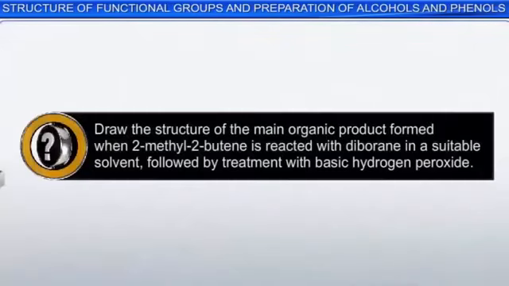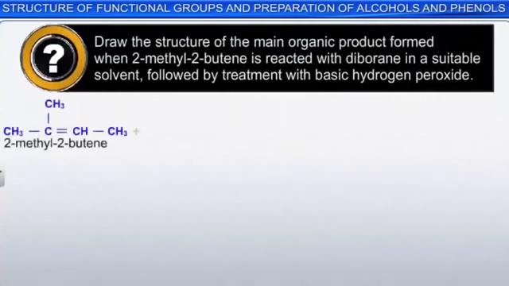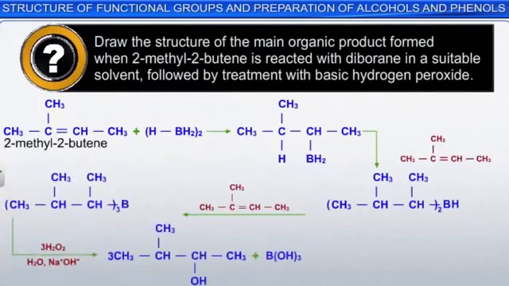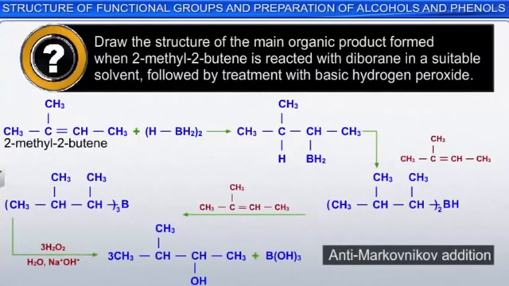Let's do a practice problem. Draw the structure of the main organic product formed when 2-methyl-2-butene is reacted with diborane in a suitable solvent, followed by treatment with basic hydrogen peroxide. Start by drawing the structure of the reactant. Since this reaction uses hydroboration oxidation of the alkene, the major product will show anti-Markovnikov addition. Therefore, the hydroxyl group will attach to the carbon with more hydrogens, as shown here.